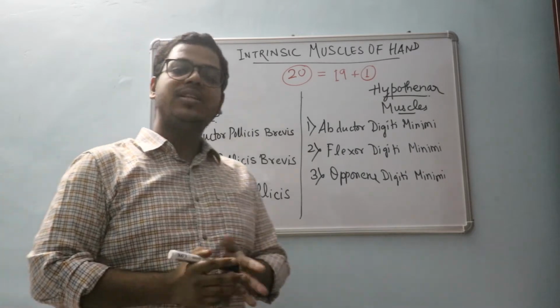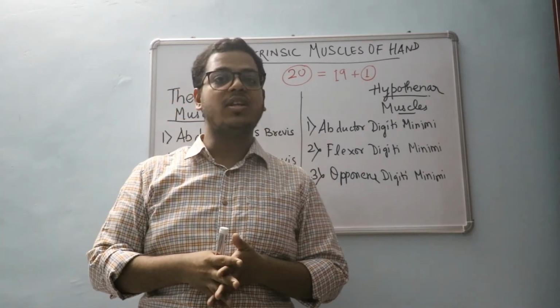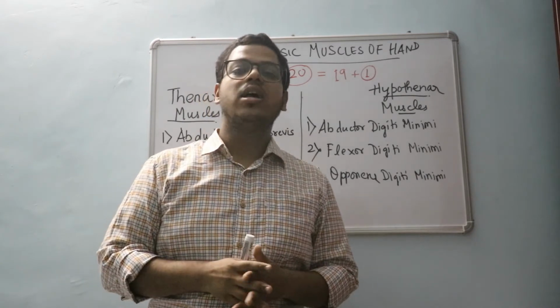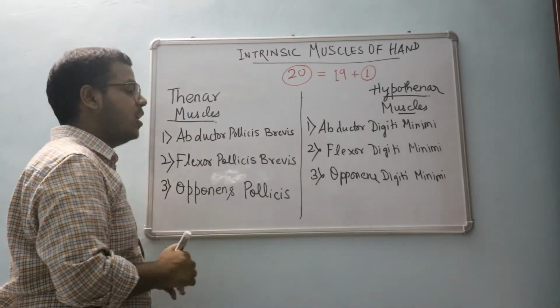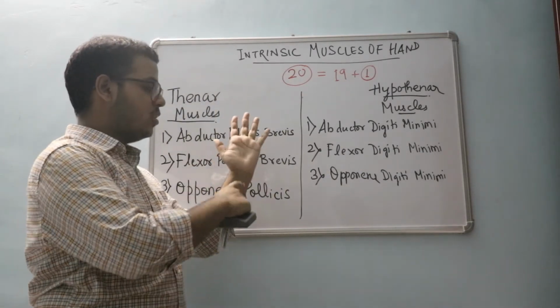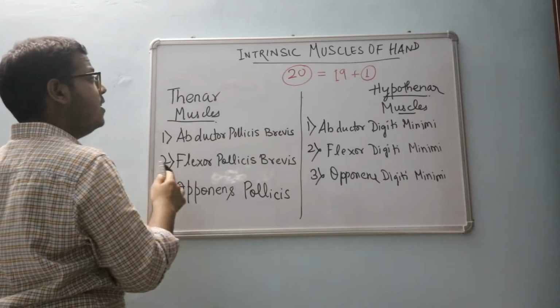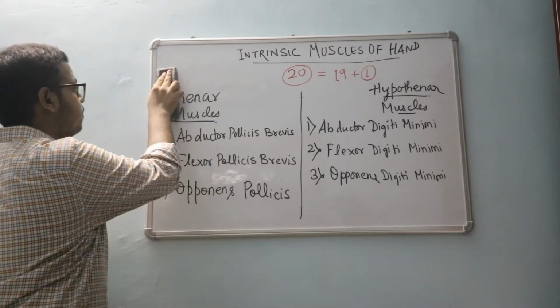Okay. Some books also say that there is another thenar muscle, the adductor pollicis. But I usually prefer to consider it as a separate muscle, not in the thenar eminence, because it is not present in the thenar eminence. It is present here in between. Let us see the next muscles.